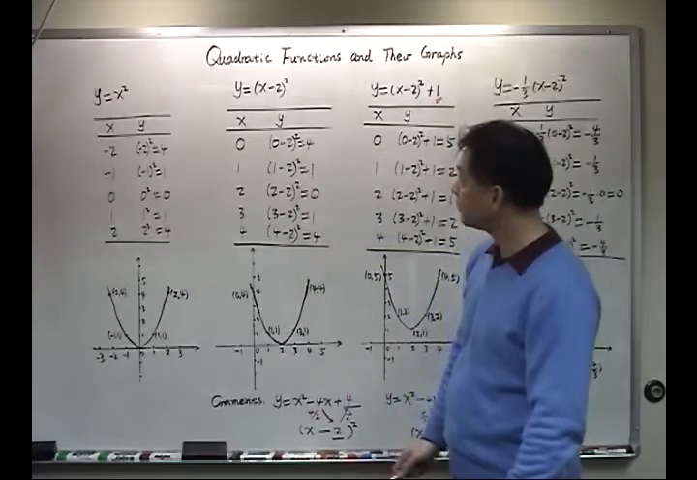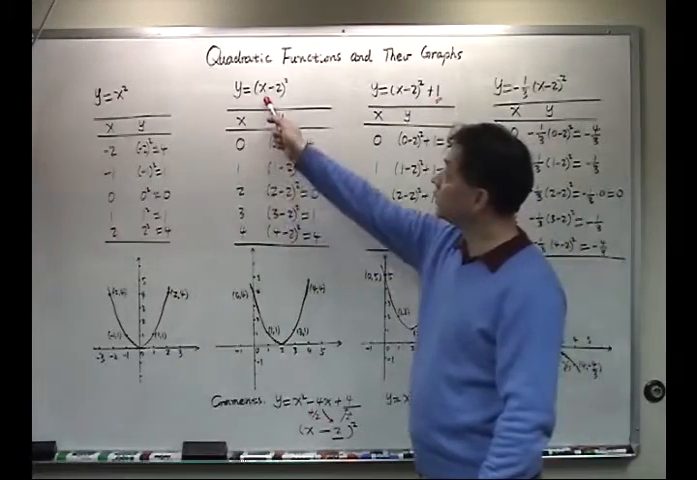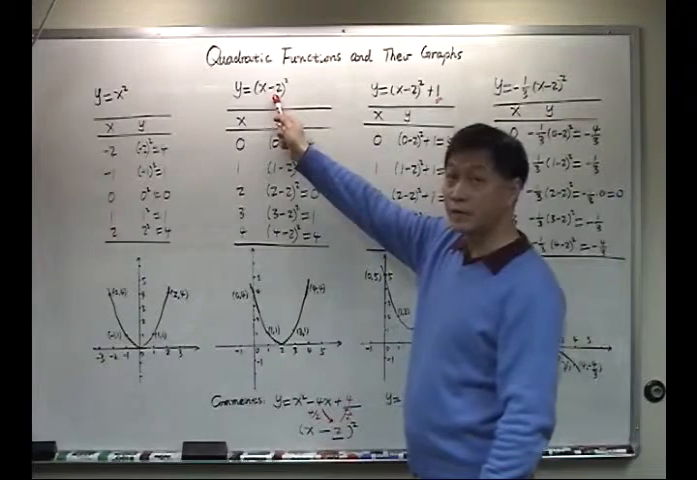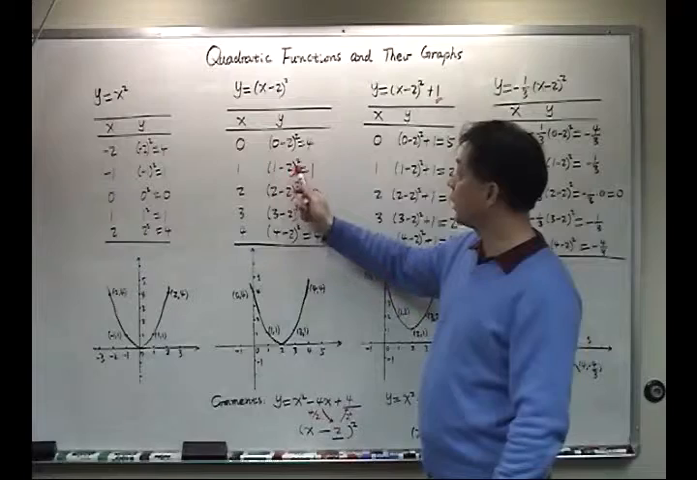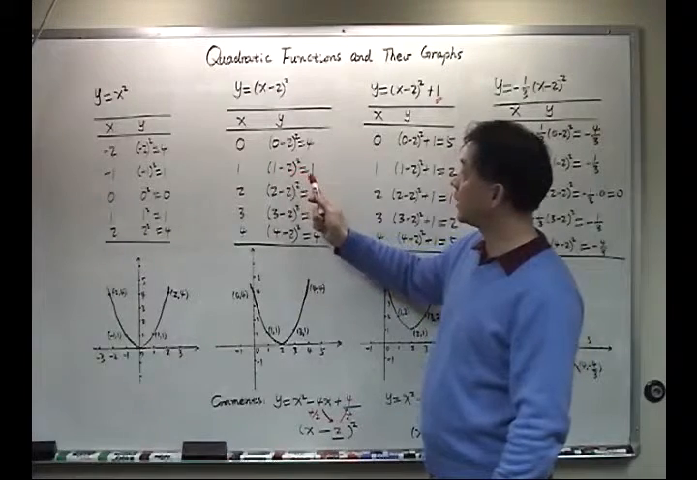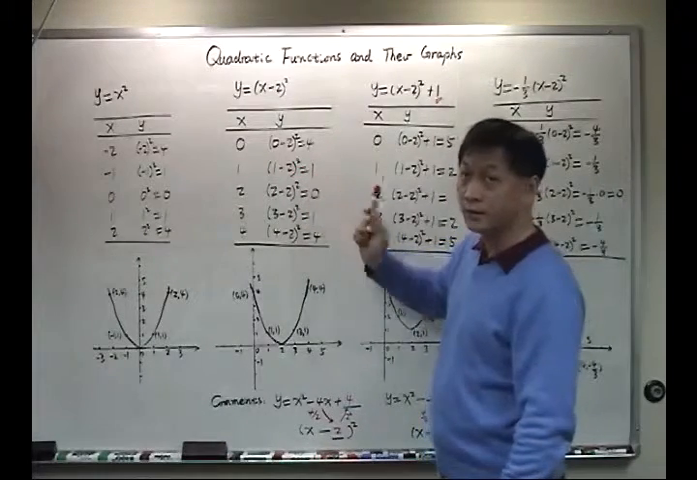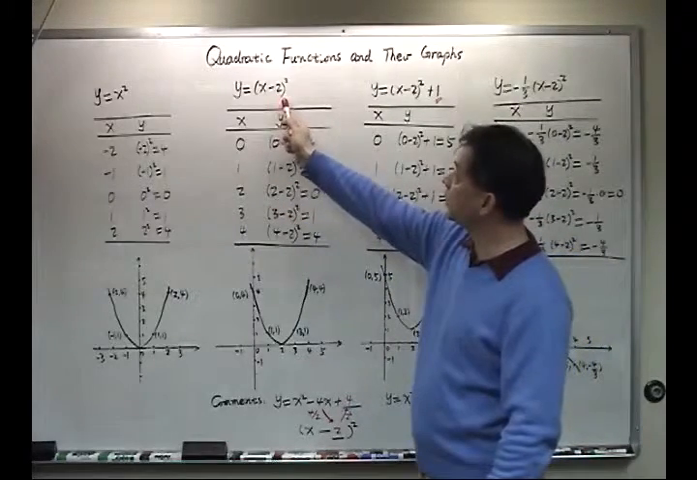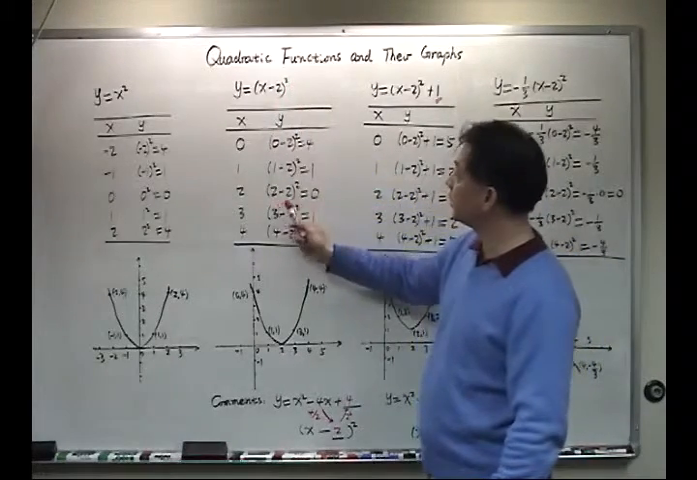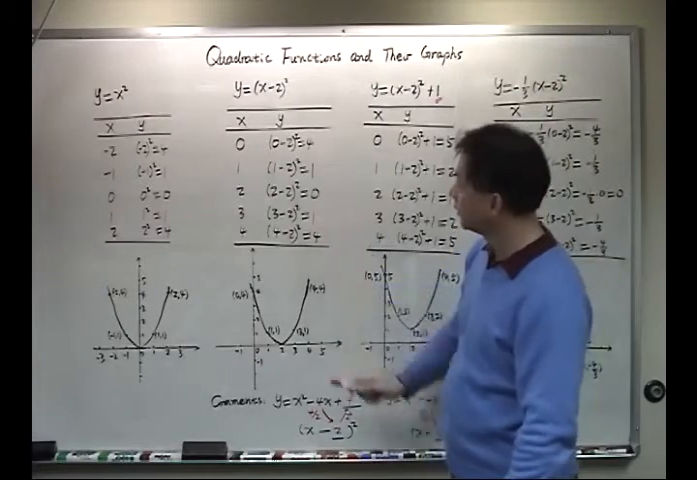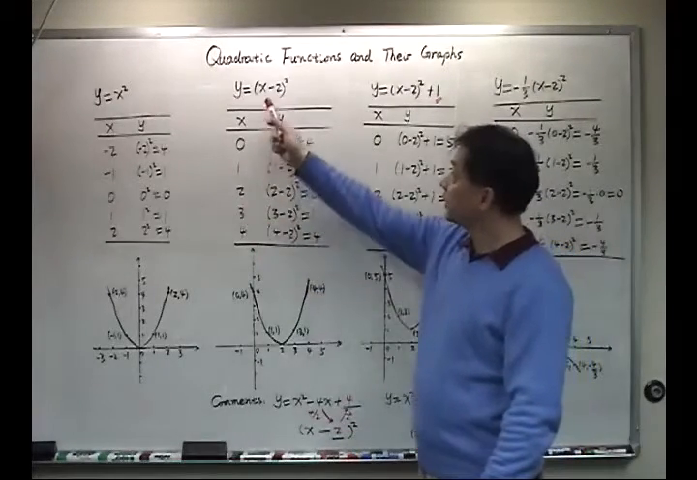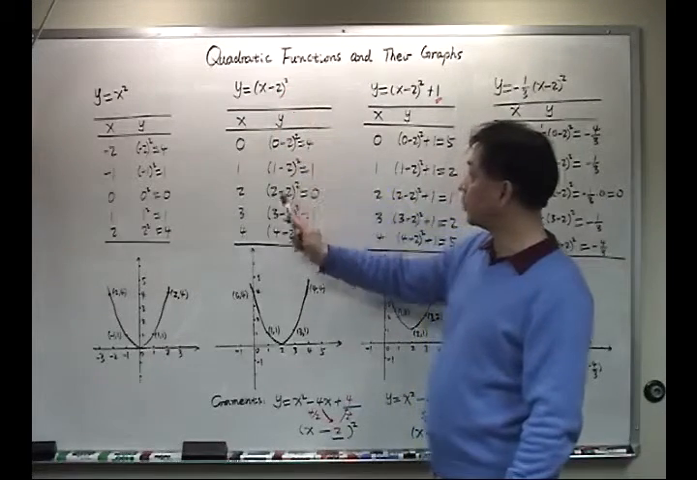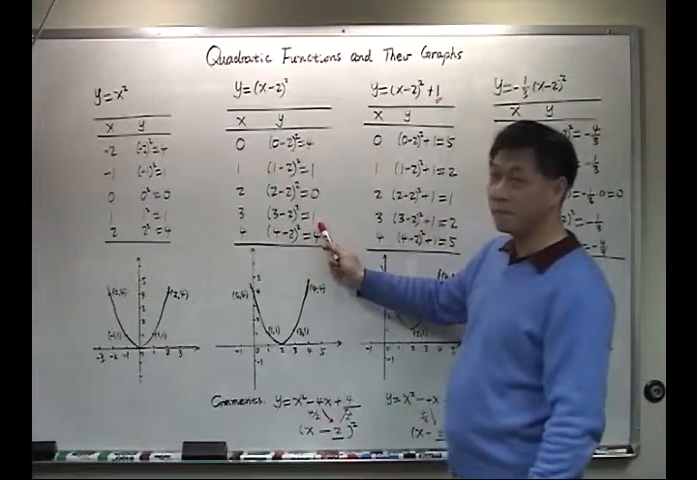Okay? You plug in 1 here. 1 minus 2 is negative 1. Then you square it. Negative 1 times negative 1 is positive 1. You plug in 2 here. 2 minus 2 is 0. 0 squared is 0. You plug in 3 here. 3 minus 2 is 1. 1 squared is 1 times 1. So you have a 1.